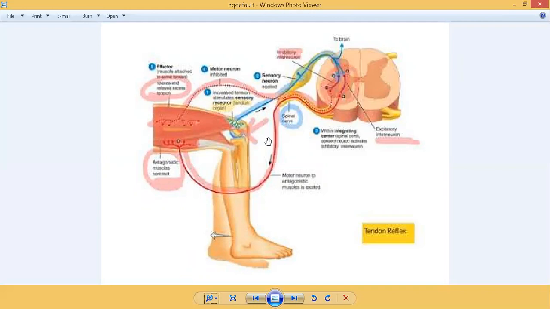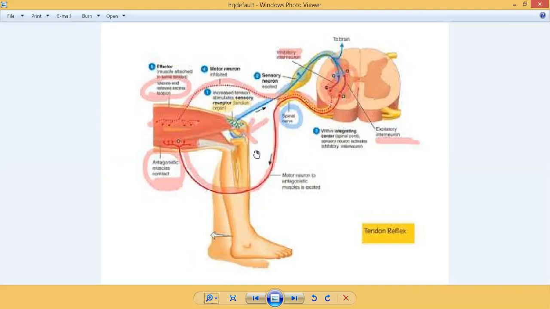endings in the tendon and in the thigh muscle are stretched. So there are special receptors and special nerve endings as we can see here. These nerve fibers will be stimulated when the muscle is stretched. Now what will they do? They will initiate a nerve impulse that will pass into the spinal cord to the cell body of the lower motor neuron, at the anterior column of gray matter.